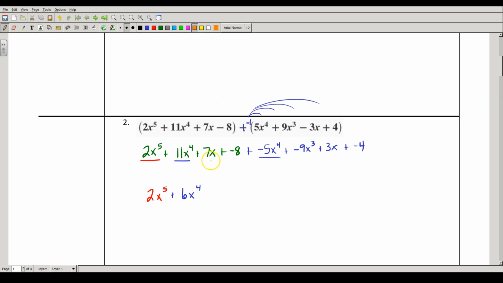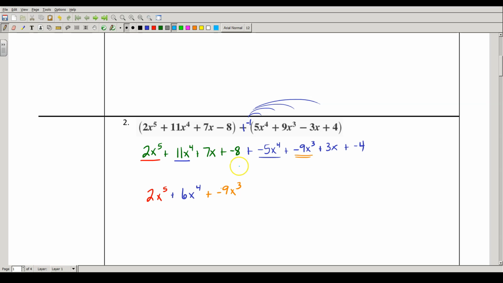And then we look at what else. If we look over here, there is this cube term. We have -9x cubed, which there is no other cubed term. So again, that is just going to be left by itself. So I'm just going to say plus a -9x cubed, because that doesn't combine with anything.